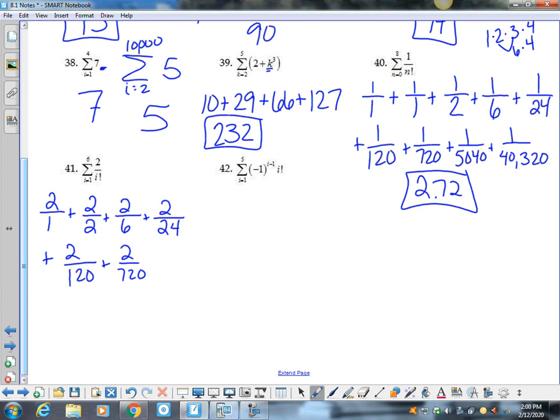And then type that all into your calculator and get a decimal. And you should get just under 3.5. Okay, 42.